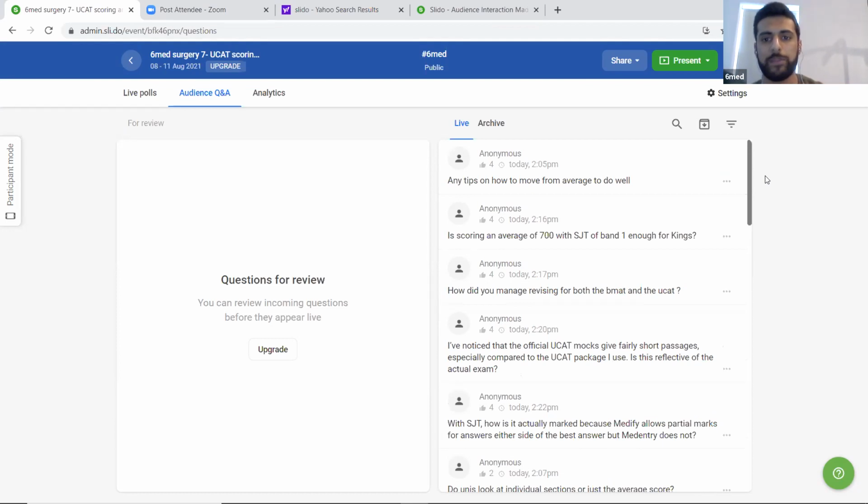So any tips on how to move from average to do well? I assume that's talking about the UCAT. I think if you're getting average scores, firstly, think about, is that average across all of them, or is your combined score average, but some sections you're scoring well in, some you're not? In that case, you need to address those sections in which you're not doing that well. If you're quite consistent across the board, but relatively average, it may just be that you need to do more practice questions.